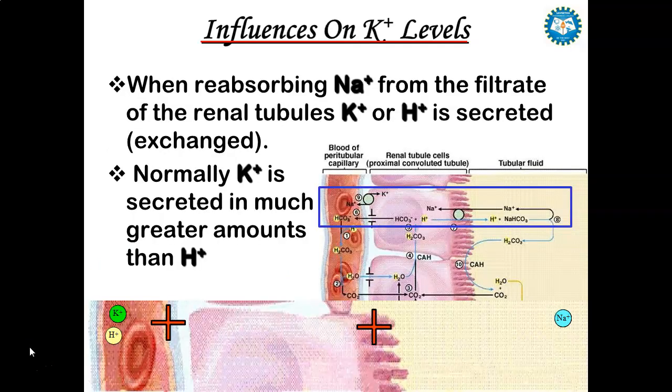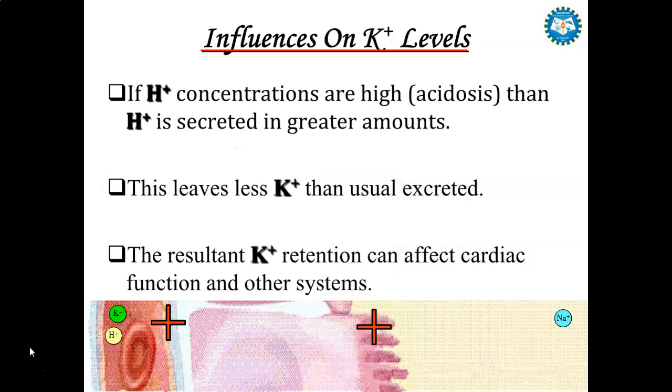Influence of potassium level. When Na+ is reabsorbed from the filtrate of the renal tubule, a potassium or a hydrogen ion is secreted or exchanged. Normally K+ is secreted in much greater amount than hydrogen. So if the concentration of hydrogen is high, that is acidosis, then H+ is secreted in a greater amount. This leaves less potassium than usual excreted. The resultant K retention can affect the cardiac function and other functions.